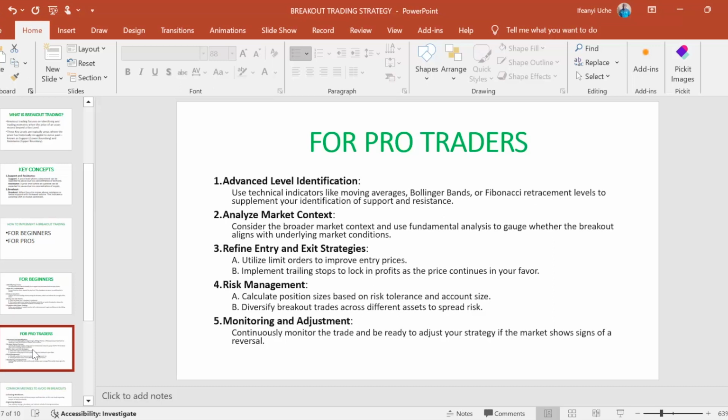So at this point, you want to consider advanced level identification where you could use technical indicators like moving averages, Bollinger Bands, or Fibonacci retracement levels to supplement your identification of support and resistance. And then analyze market context. For example, you want to consider the broader market context. We want to use fundamental analysis to gauge whether the breakout aligns with underlying market conditions.